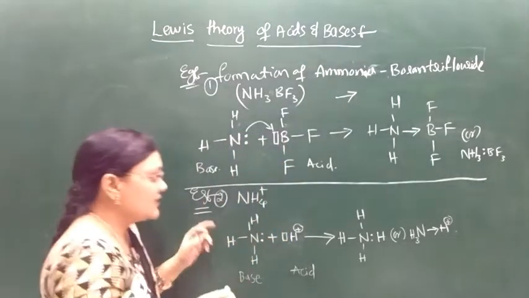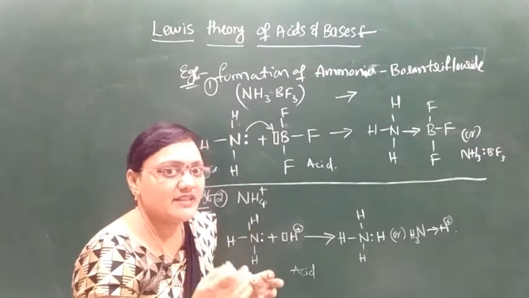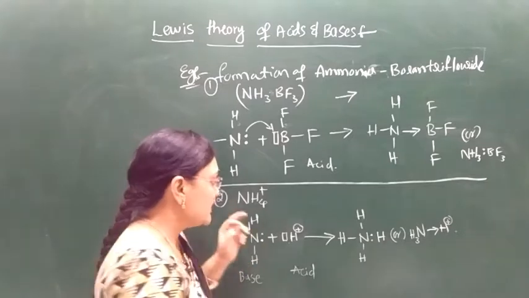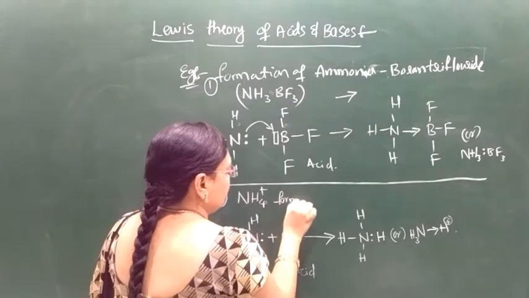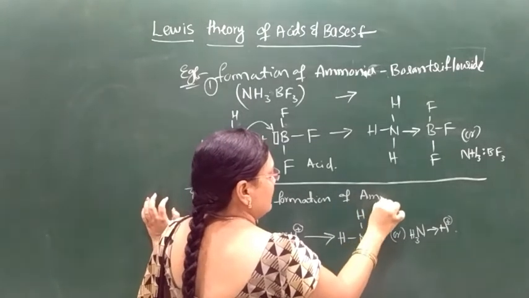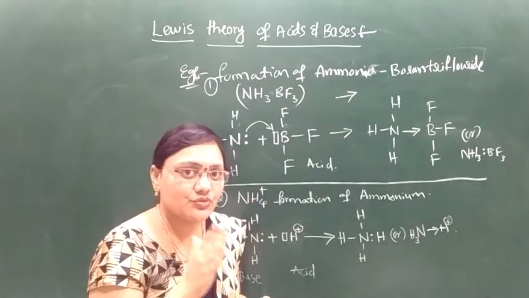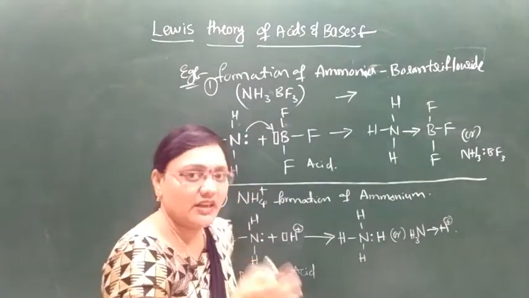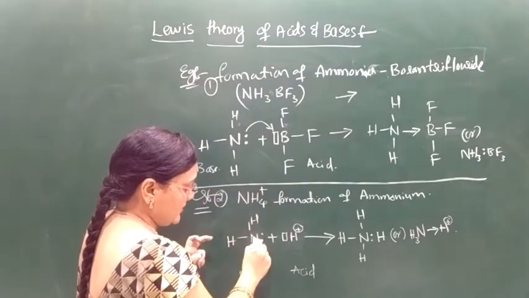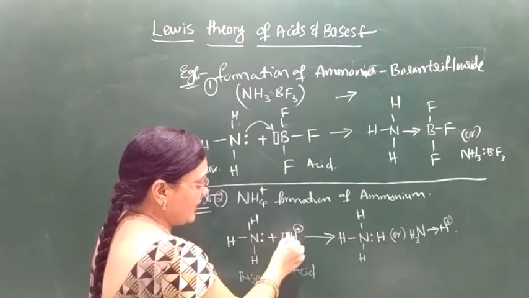The next example is the formation of ammonium. Ammonia is NH3 and ammonium is NH4. In the formation of ammonium, first of all, NH3 has a pair of electrons, and the hydrogen ion has a vacant orbital.